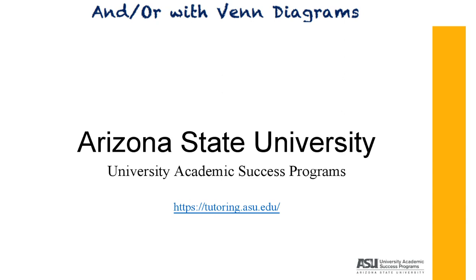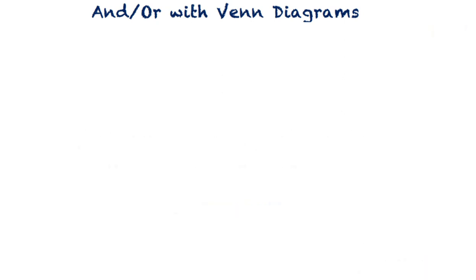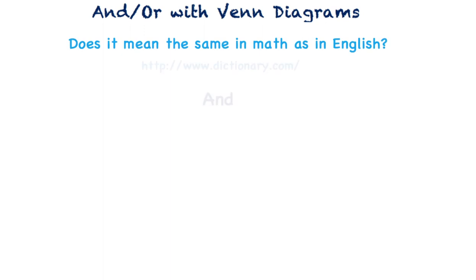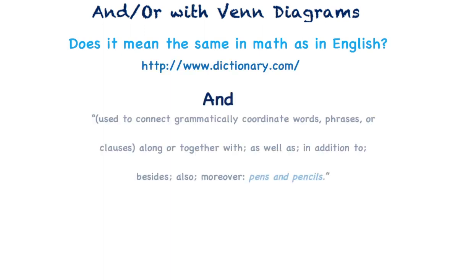This is an example video for the topic on and or with Venn diagrams. We use and or in set notation, set theory, some statistics, and talking about Venn diagrams. You can also use the words union and intersection, and you might have heard those terms in class too. Is the meaning same in English as it is in math? Not really. Here's a definition of and from dictionary.com.